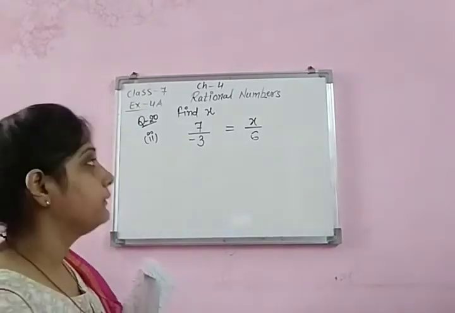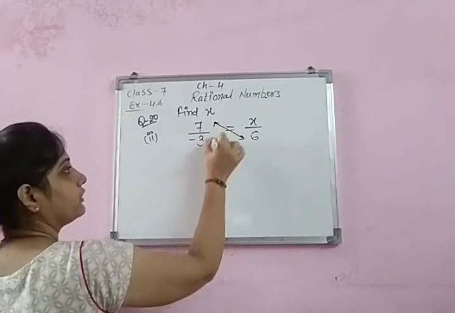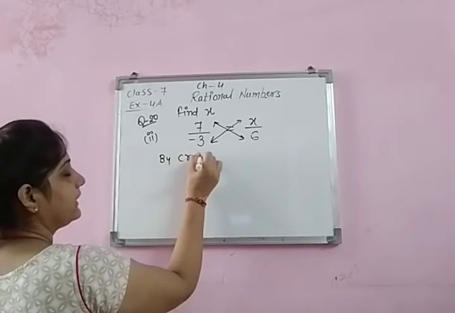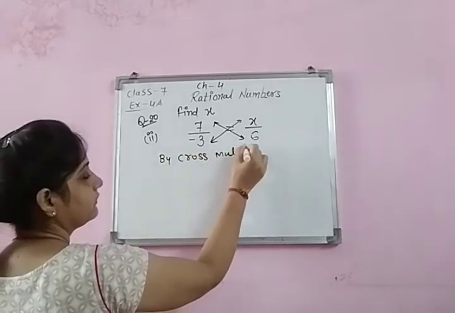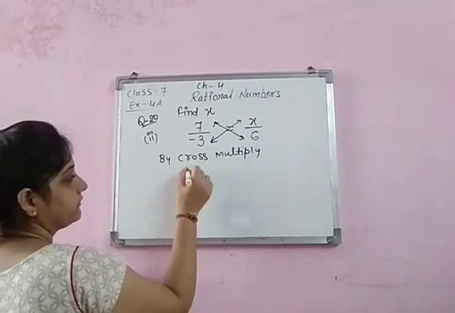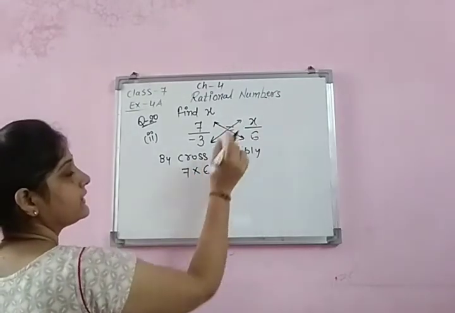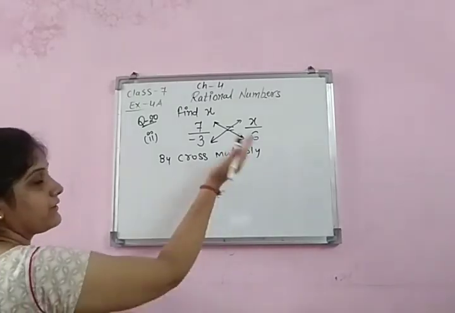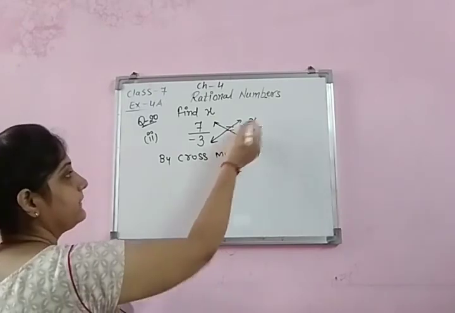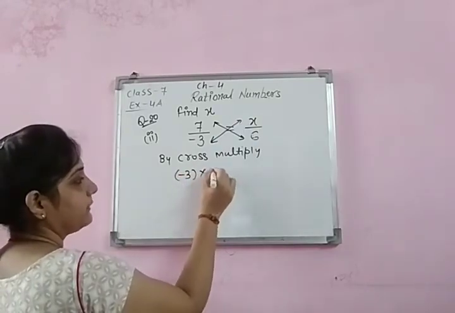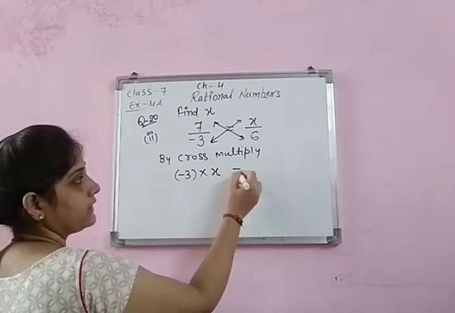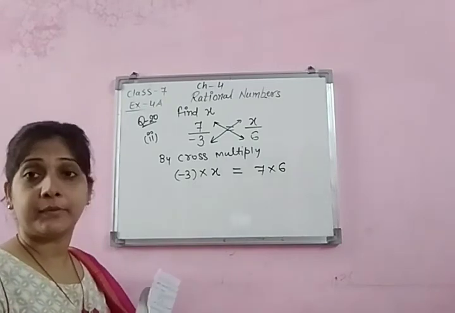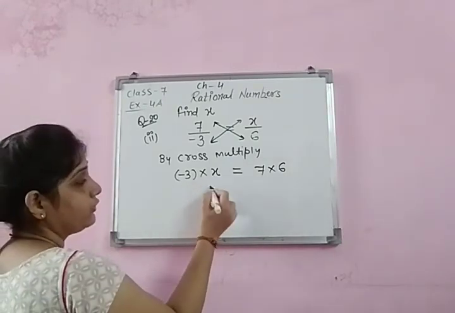Another method is cross multiplication. By cross multiplication, look, 7 into 6. Let me first do the value of x, because it helps us to keep the variable on the left hand side. So negative 3 I have to multiply with x. Negative 3 into x equals 7 into 6. I hope it's clear. You all know proportion. We have solved that. Now we want to find the value of x.